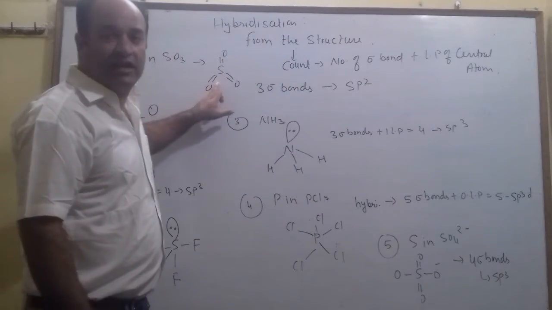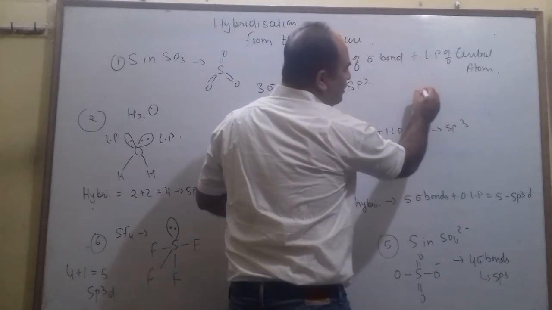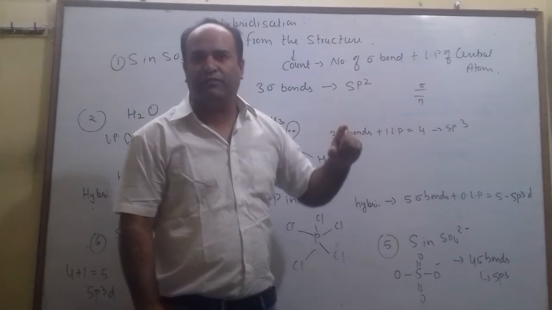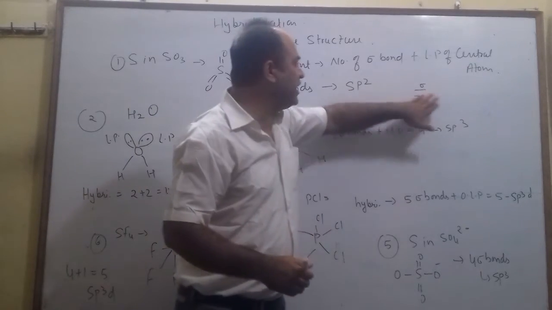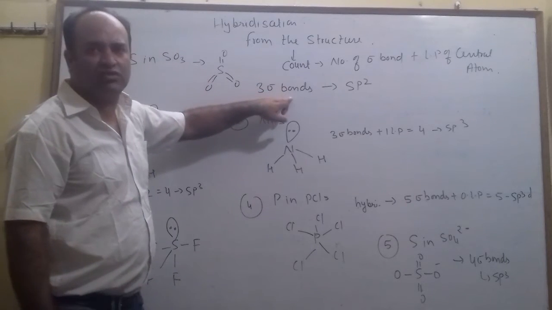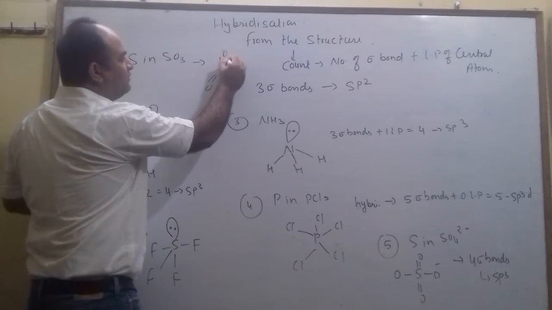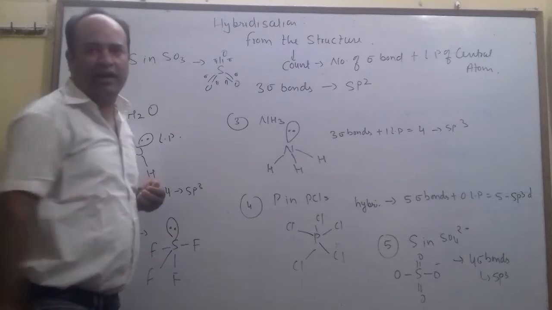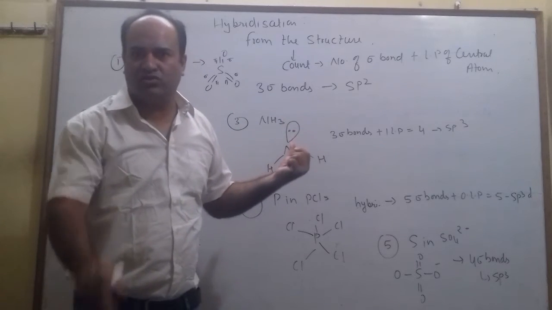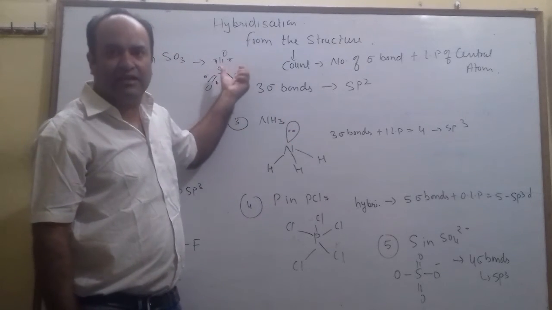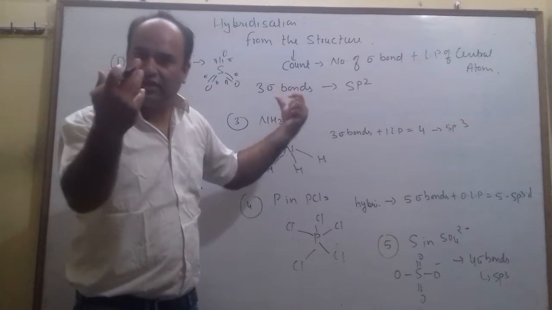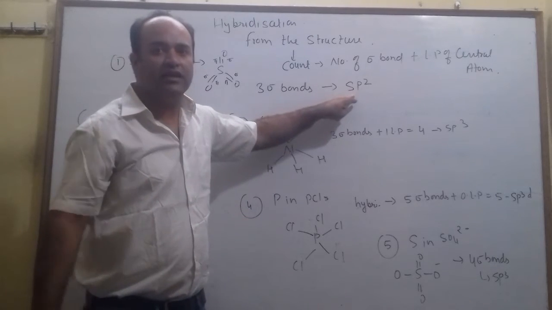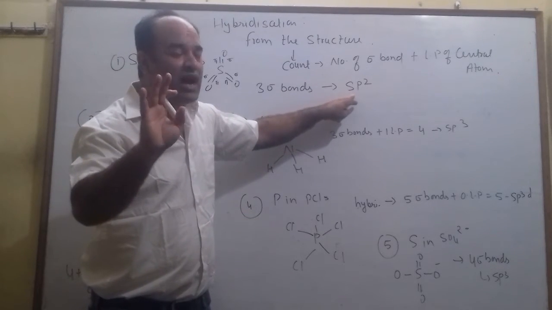So in this case, if you know double bond, in a double bond one is sigma and one is pi. So we have to calculate only sigma bonds. In this case, we have three sigma bonds. One sigma bond is here, one here, one here. The rest is pi, so we don't have to look at pi bonds. So in SO3 we have three sigma bonds, and three sigma bonds means sp2 hybridization.